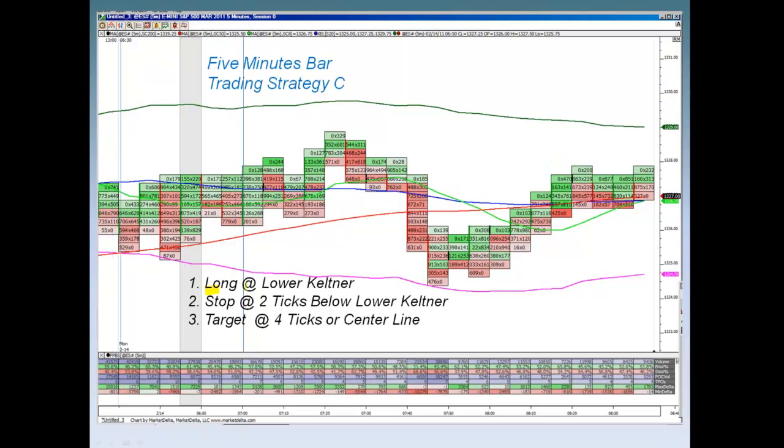You want to be long at the low Keltner down here. Put a stop 2 ticks below the low Keltner. Never go with wide stops on these Keltner moves. Target at 4 ticks or the center line. So if you're starting down here, your target is going to be the center line. If you're starting from up here, once again, your target is the center line. And in this type of trading, you're not looking for target 1, target 2. There's no direction. There's really no momentum in the market. These are minuscule, tiny trades, and you have to recognize them for what they are and trade them accordingly.